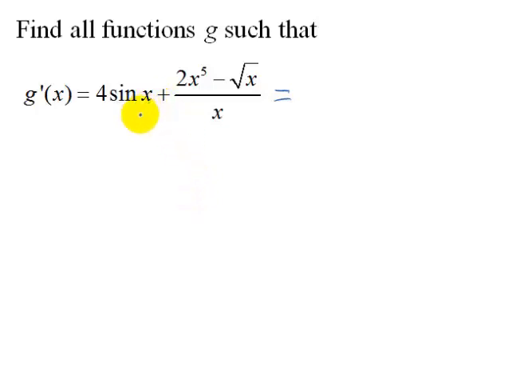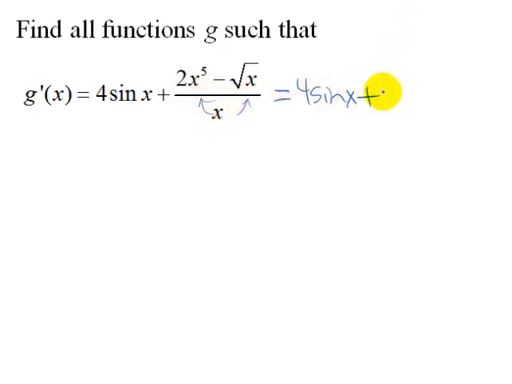We know that we can find the antiderivative of each term because when we differentiate, we know that the derivative of a sum is the sum of the derivatives of each piece. So we could handle this 4 sine x by itself. But this other piece is quite complicated with this quotient, so I'm going to rewrite it by putting this x under each of these terms.